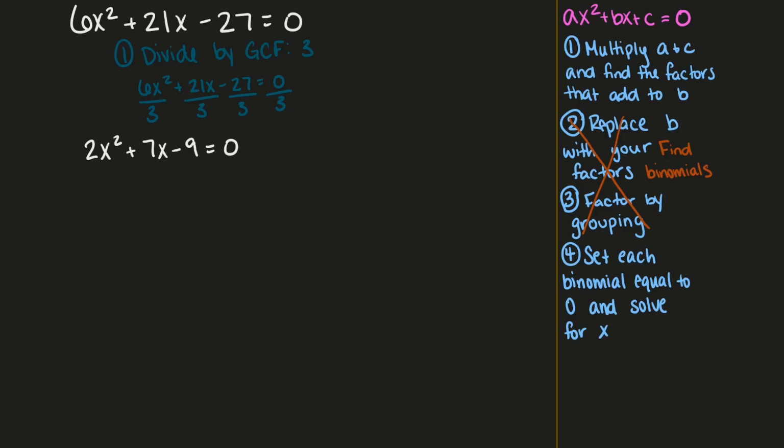And we see my new expression. So now I take my steps like normal. a equals 2, b equals 7, and c is negative 9.